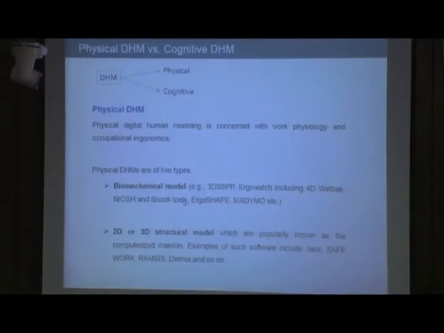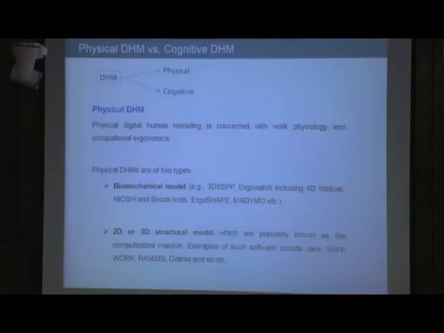For the biomechanical model, various softwares are there, for example 3DSSPP, ErgoWatch, NIOSH and Snook tables. All these come under biomechanical models. And under 2-dimensional or 3-dimensional structural models, we discuss various 2-dimensional or 3-dimensional representations of the human body form. Examples of such softwares are JAX, SAMMIE, Ramsis, SafeWork, Delmia and so many others.